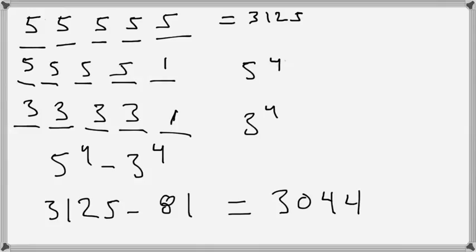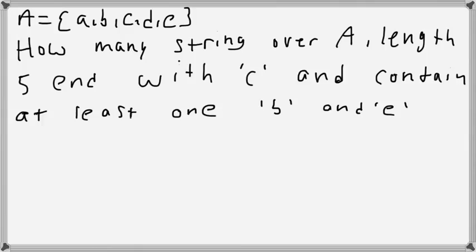Give me 1 second, just make sure I did my math right. Yep, 3,044. So here's another example. We still have the same alphabet, A, B, C, D, and E. How many strings over A, length 5, end with C, and contain at least one B and one C? If you recall, our other problem was B or E.